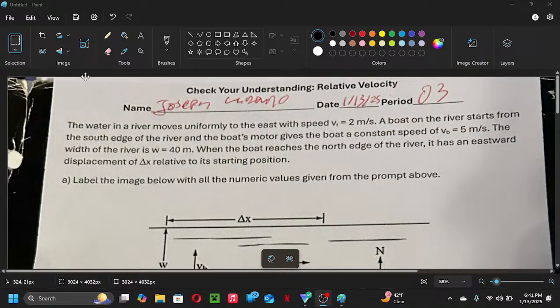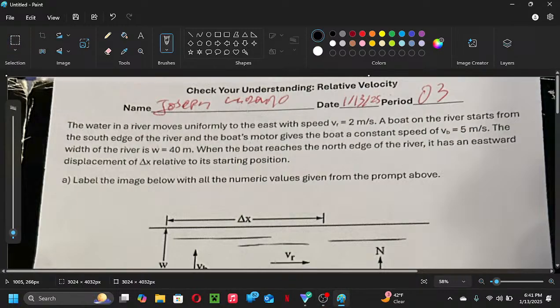Okay, let's do this. The water in the river moves uniformly to the east, so this way. East. Oh my god, it's a horrible arrow. Here, this way. That's the way it's going.